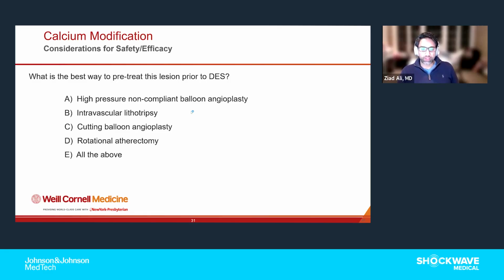One of the questions that came up in the chat is, how do you know when to opt for shockwave, orbital atherectomy or rotational atherectomy? Somebody asked me this very recently, because I think the first thing we should do is understand and admit that they all work, right? Roto works, orbital works, cutting balloons work. So how do you decide when everything works?